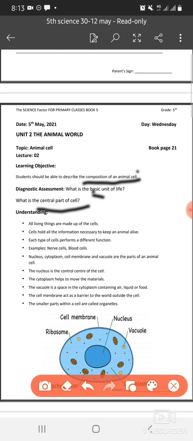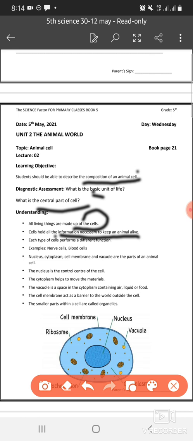Point number 1, all living things are made up of cells. Means all the living things in this universe are made up of cells. Means cell is the basic structural and functional unit of life on earth. Next, cells hold all the information necessary to keep an animal alive. Means the information which is necessary to keep an animal alive is stored in the cell.